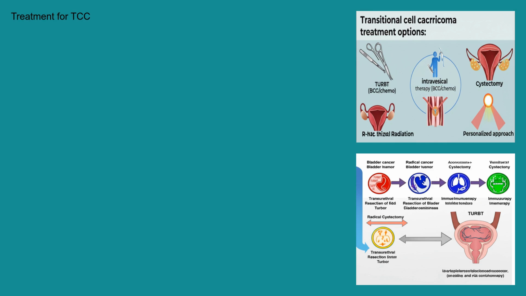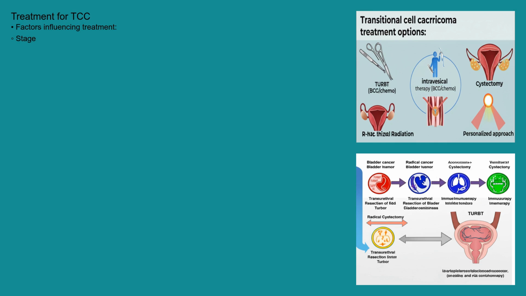Treatment for TCC depends on the stage, grade, and location of the cancer, as well as the patient's overall health. For non-muscle invasive bladder cancer, treatment often involves transurethral resection of bladder tumor, or TURBT, where the tumor is surgically removed through a cystoscope. Following TURBT, intravesical therapy, which involves instilling medication directly into the bladder, is often used to prevent recurrence. Common intravesical agents include BCG, an immunotherapy drug, and chemotherapy drugs like mitomycin C. For muscle invasive bladder cancer, more aggressive treatments are required.